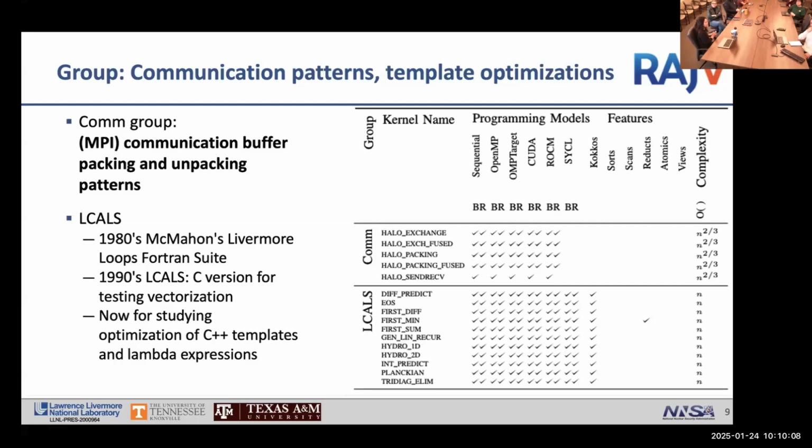And then we have this LCALS group. This one actually has quite a long history at Lawrence Livermore National Lab as well. It started as a Fortran benchmarking suite called Livermore Loops, and then went through a series of transformations, and now became the basis for the original RAJA Performance Suite. I think these were the first kernels that were part of the RAJA Performance Suite. And we can use those to really understand the C++ templates and lambda expressions that we use in RAJA.